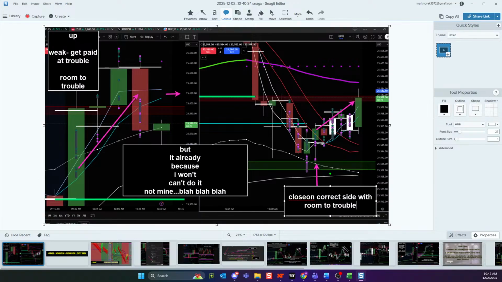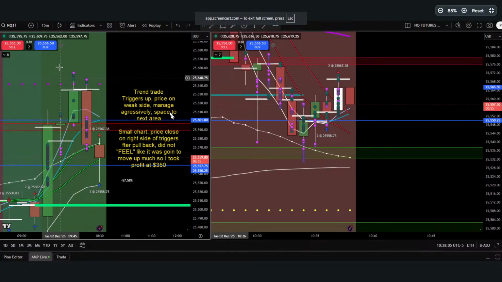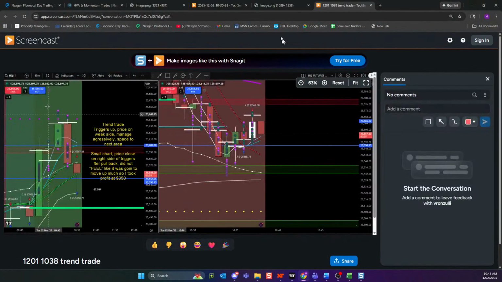My opinions mean squat. Triggers up, price on the weak side. Manage aggressively, space to the next area. Small chart price, close on the correct side, did not feel like it was going to move, so I took 350. Did not feel.